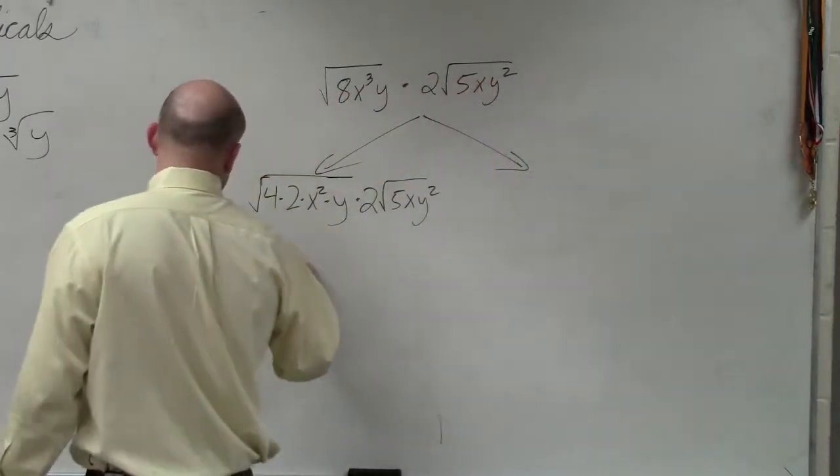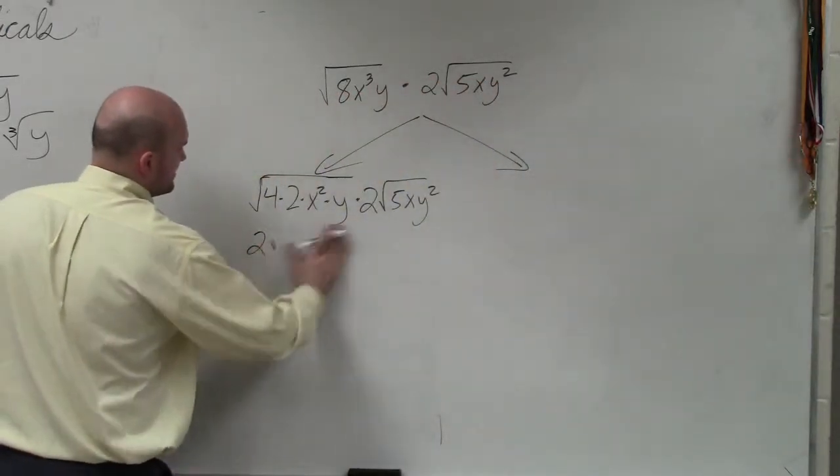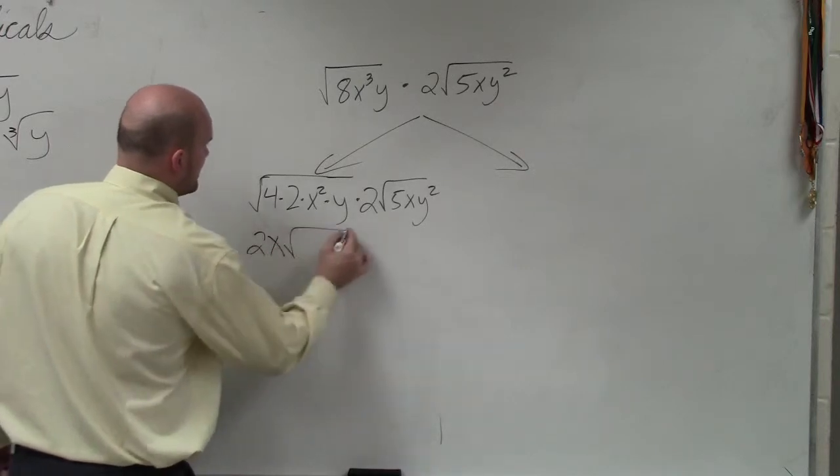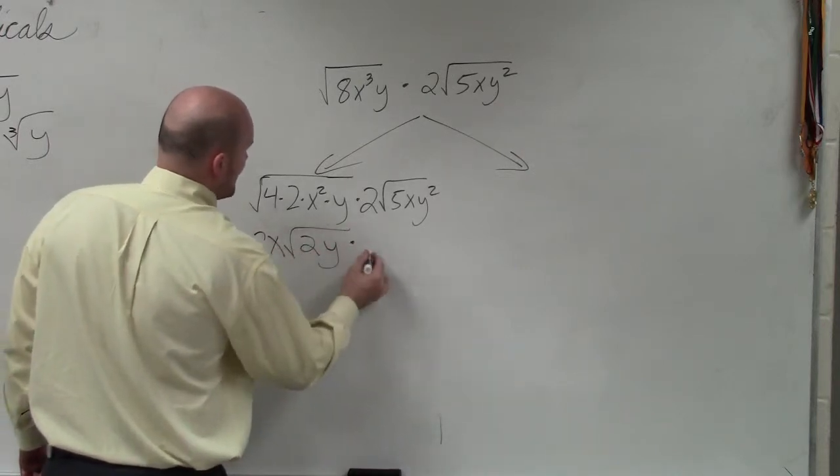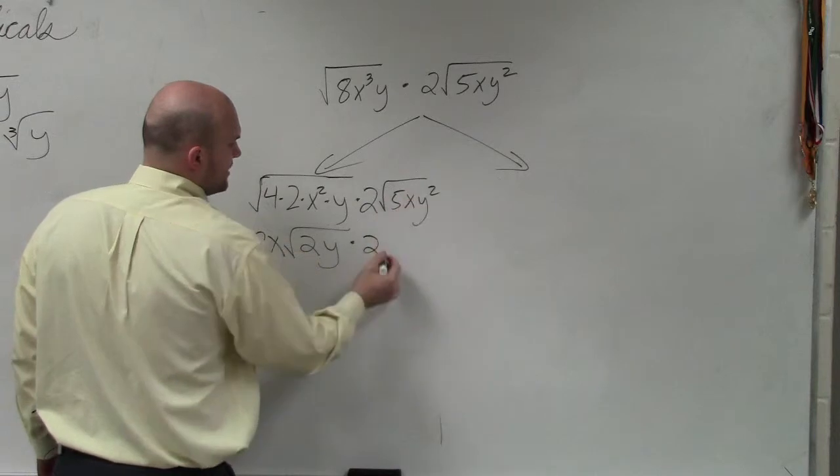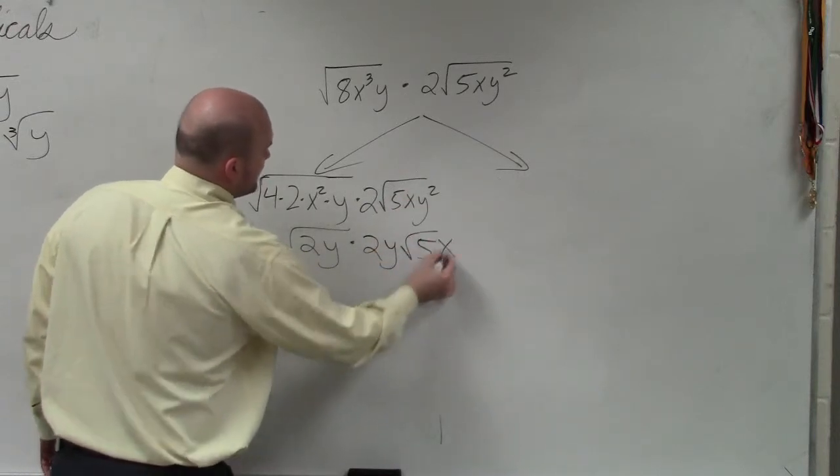The square root of 4 is 2. Square root of x squared is x. And then I'm left with 2y times 2, square root of y squared is y, times 5x.